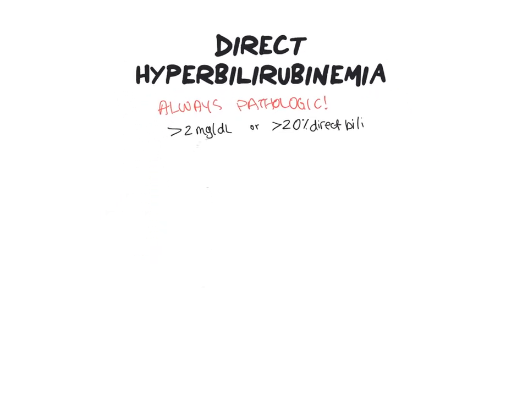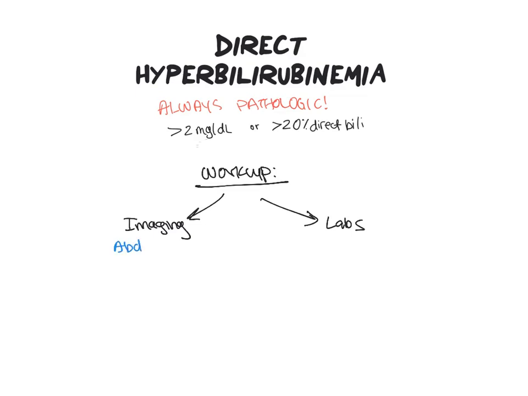As we'll talk about, the differential for this can be pretty broad, but there are some basic steps you can consider as far as diagnostic workup. So this can be broken down into imaging or into lab studies. For imaging, usually you want to consider imaging the liver itself. So you'll most likely start with an abdominal ultrasound. More specific imaging that you can consider would be a HIDA scan or an MRCP.